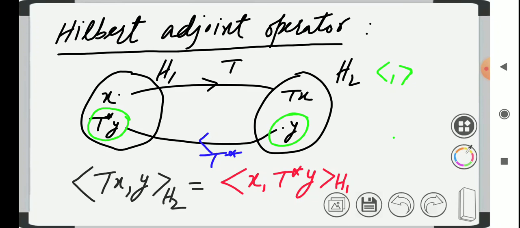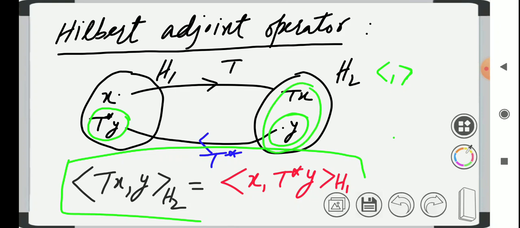but it is not explicitly defined as such. It is defined through the relation written here, that is, the inner product of Tx with y should be the same as the inner product of x with T star y. This should hold for all x in H1 and y in H2. Then this T star is defined.